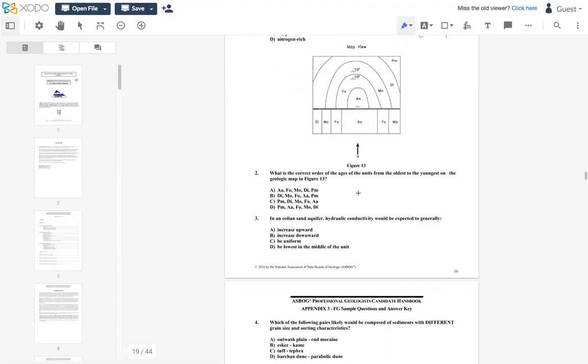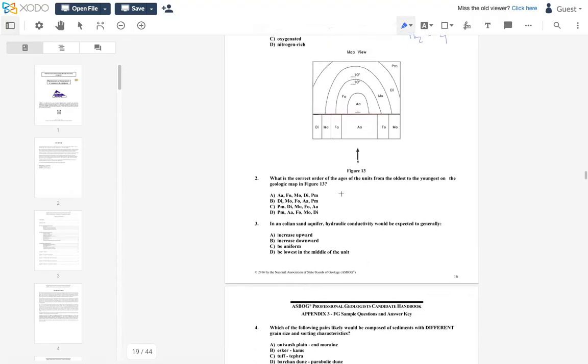All right, we'll move on. What is the correct order of the ages of the units from the oldest to the youngest on the geologic map in figure 13? So before I really even get looking at this structure, I'm going to think about what I already know. I remember that structures that look like this, that make this A shape, are antiformal.